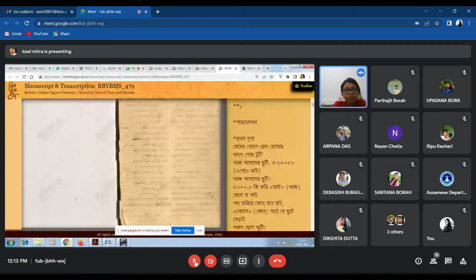মেঘের কোলে রোদ হেসেছে বাদল গেছে টুটি আজ আমাদের ছুটি ও ভাই আজ আমাদের ছুটি.